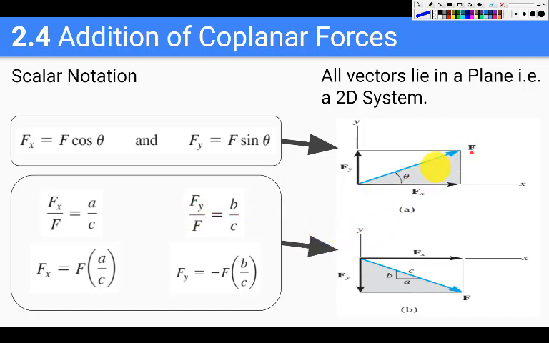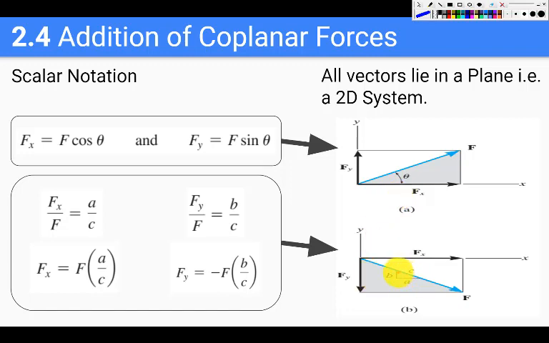So given f and theta, I can always find fx and fy, because using trigonometry, fx is just f cos of theta and fy is just f sin of theta. So the two are interchangeable. The second way we use 2D scalar notation is by giving these ratios of angles.